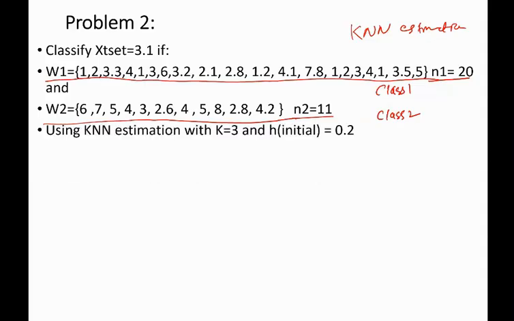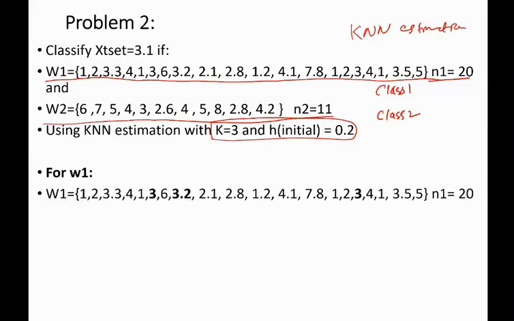Now let us assume some k equal to 3 and h equal to 0.2. You can try at home with different combinations. Basically you may write a program and then play with that. Now we have to do the estimation for two different classes. So let us take omega 1 first and take the list of omega 1.